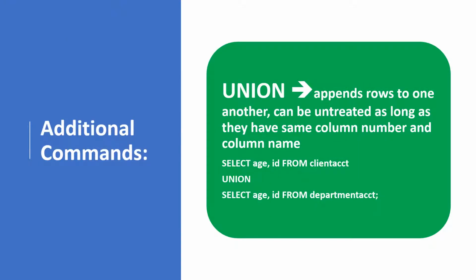The union function is used to append rows to one another. It can be used as long as they have the same column number and column name. For example, we select the column ID from the client account, which is the table. We select the command union, and then we select the age from the department account, which is the other table.